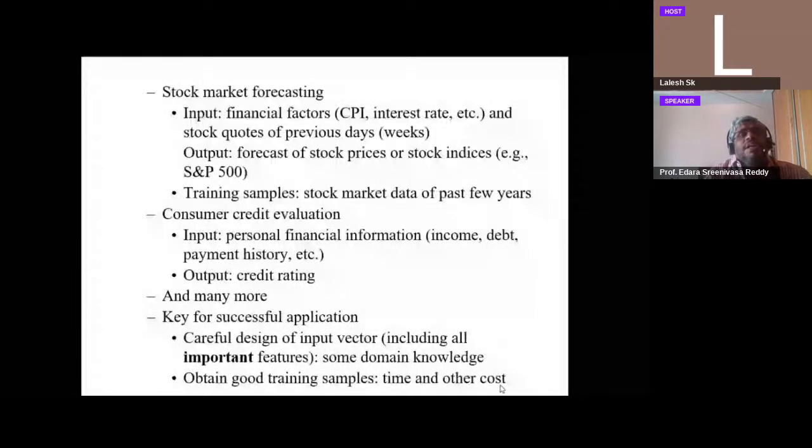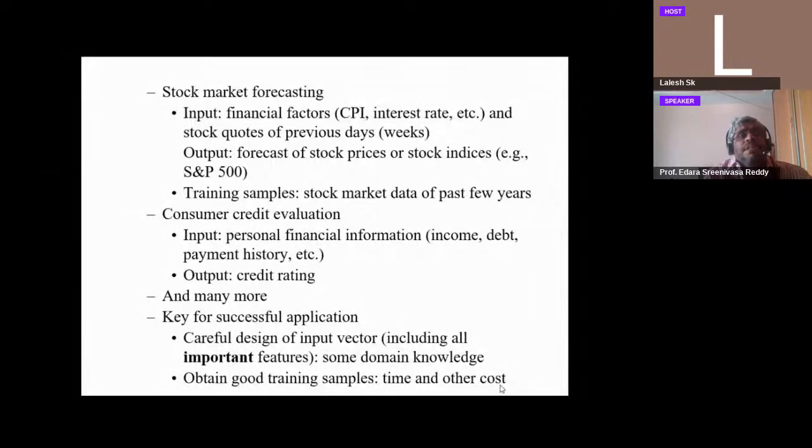Similarly, stock market forecasting: input financial factors, output forecasting of stock prices. Consumer credit application: credit evaluation based upon the loans he has taken and repayment, etc. Some CRISIL rating will be given, A plus plus or A something. This CRISIL rating depends upon the personal financial information, how much income is coming, how many loans are there, how he is paying the installments, etc. That is, the output is credit rating.